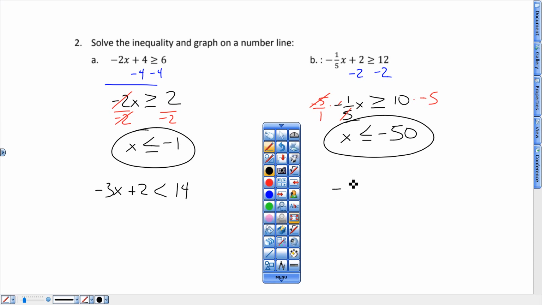Try negative 1/2 x plus 3, starting out as less than, and let's make this 8. All right, keep going.